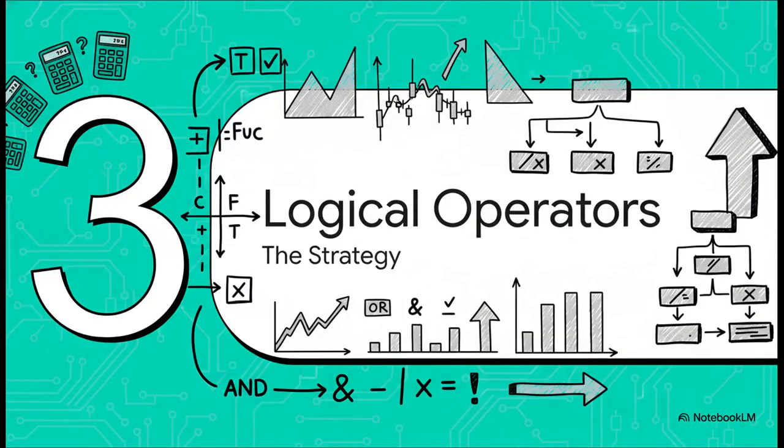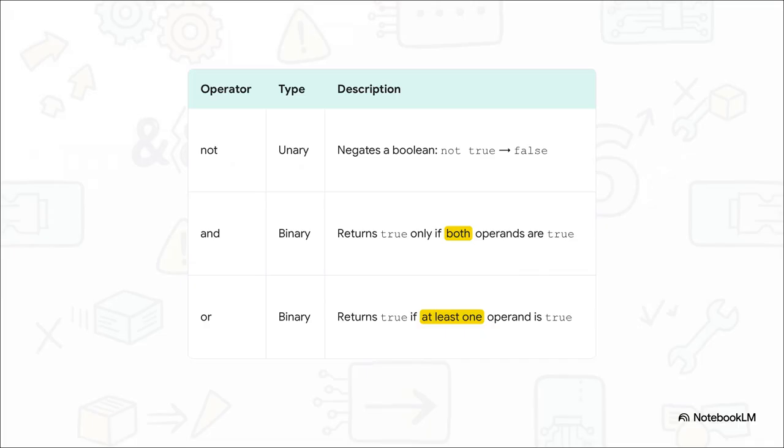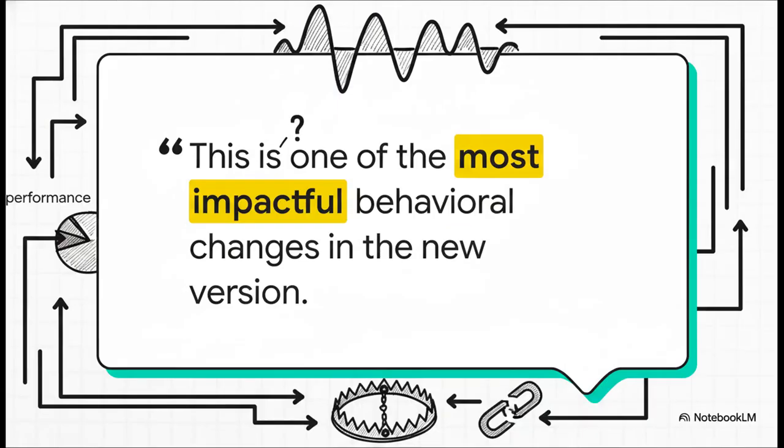Okay, so let's put the pieces together. We know how to do math, and we know how to ask true or false questions. Now we're going to combine those simple checks into really powerful, complex trading strategies. And to do that, we need logical operators. This is really where the magic happens. With and or, you can chain multiple conditions together to create that perfect entry signal. You know, something that only triggers when the RSI is overbought and the price has just crossed below a key moving average. So this quote, it's talking about a new behavior in PineScript v6.